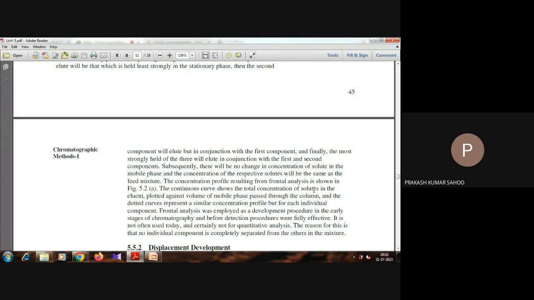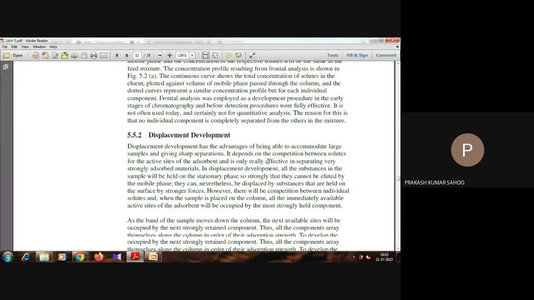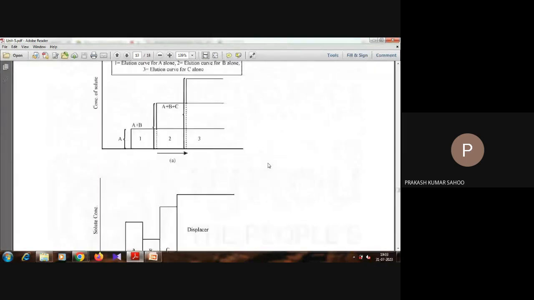Let me just read this one. The most strongly held of the three will elute in conjunction with the first and second component. Subsequently, there will be no change in concentration of the solute in the mobile phase, and the concentration of the respective solute will be the same as the feed mixture. The concentration profile resulting from frontal analysis is shown in 5.2a. Just wait, this is 5.2a.